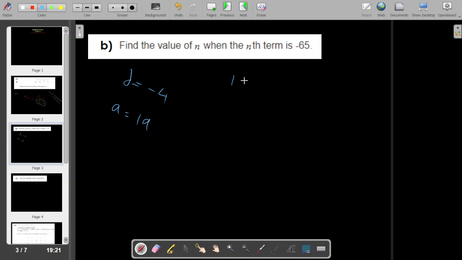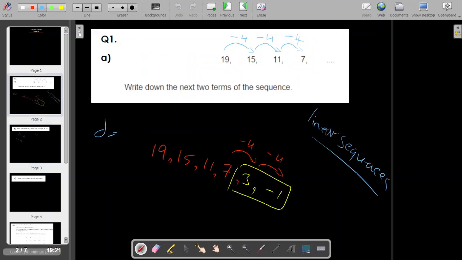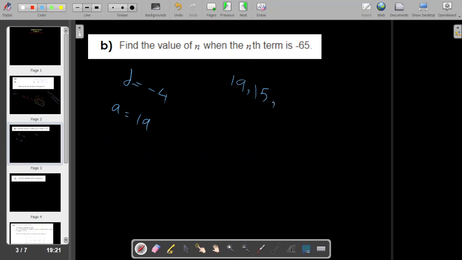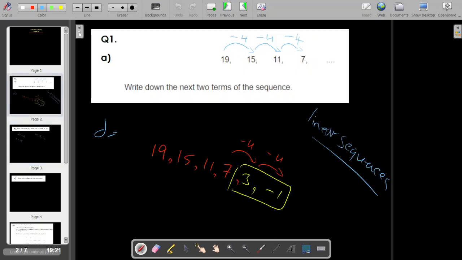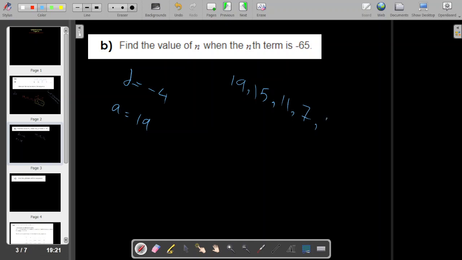Because imagine that you're gonna start doing the sequence. You're gonna say 19, 15, and then you're gonna go 11. After that you're gonna say 7, and then 3, and then minus 1. He's asking you to continue until you find the nth term, what is the n of the minus 65. What is the meaning of that? I know that n is equal to 1 for this term. For this one is 2, 3, 4, 5, 6. He wants you to continue until you find the n that is equivalent to minus 65. So he wants to know what is the n of minus 65.